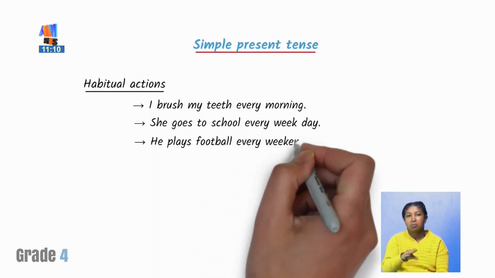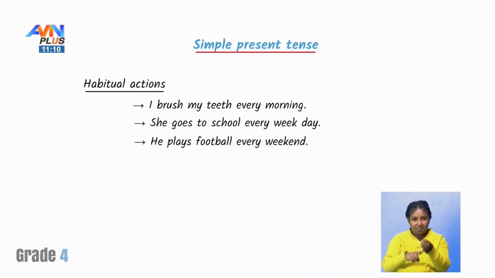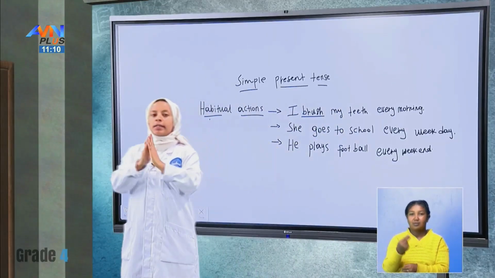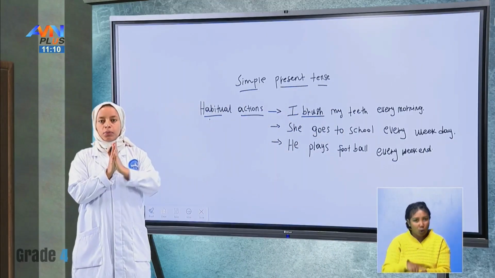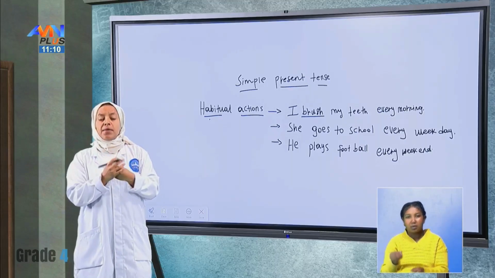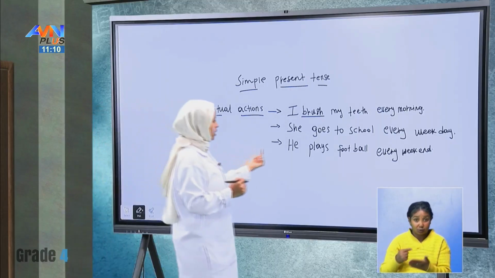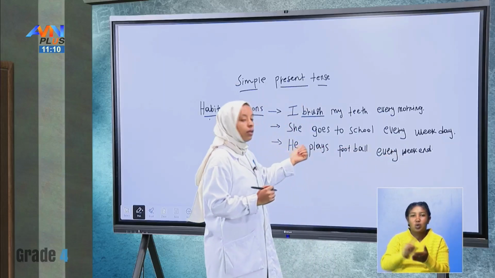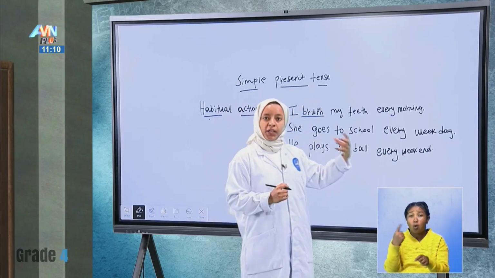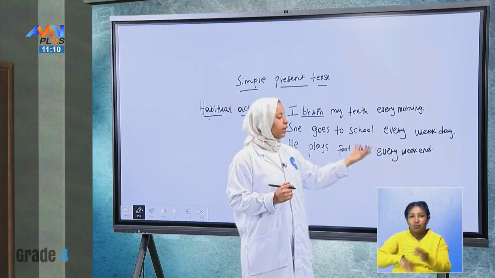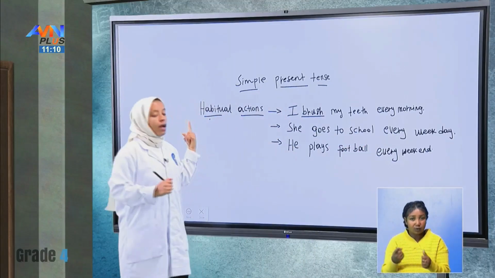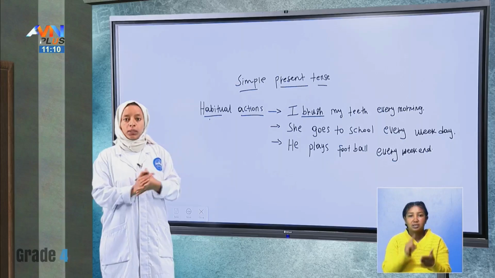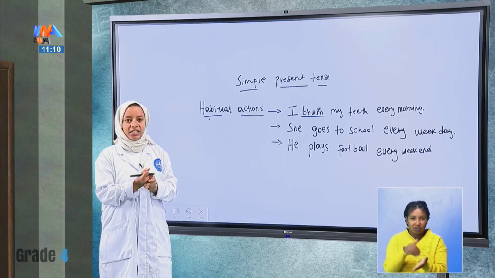So we can use usually, always, and also randomly, rarely. So let us say he plays football every weekend, and also he always plays football. We can say that too. So the first thing is habitual action. Let us start the next.